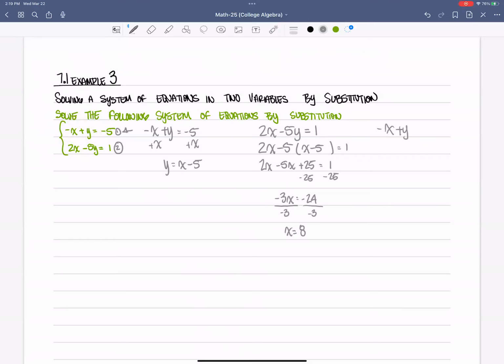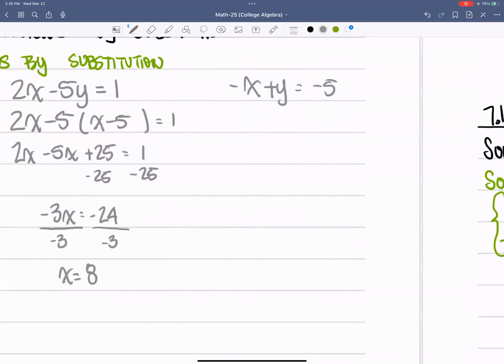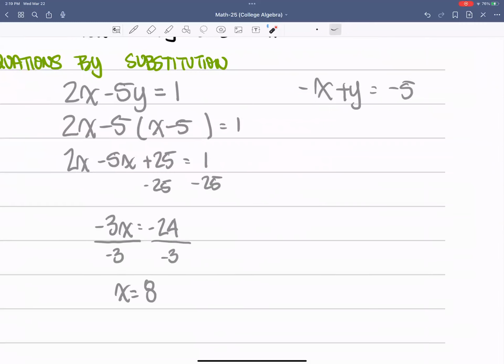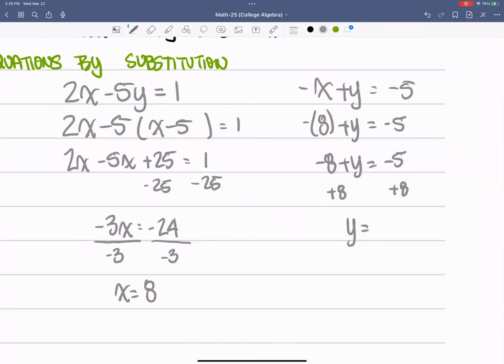-x plus y equals -5. That's our equation 1. And we already have something for x, so we're going to substitute this back in. So -8 plus y is equal to -5. Let's add 8 to both sides. We get y is equal to -5 plus 8, which is going to be +3.